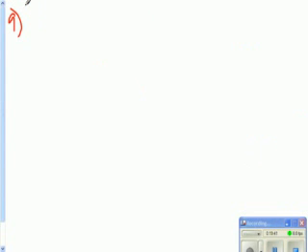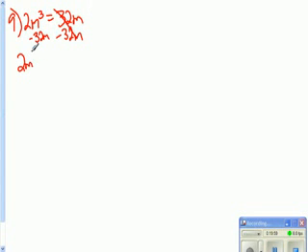Number 9. 2m to the third power equals 32m. Again, I want everything on one side, so I'm going to move the smaller power over. So subtract 32m, because that'll give me my 0. So 2m to the third minus 32m equals 0.